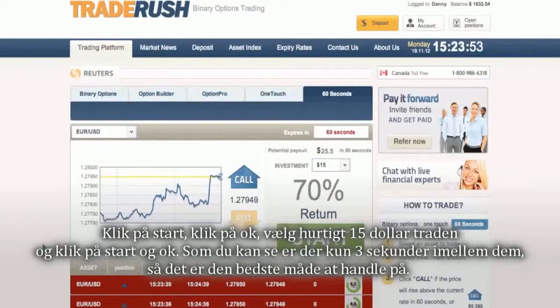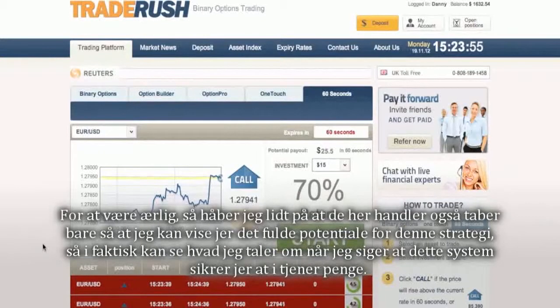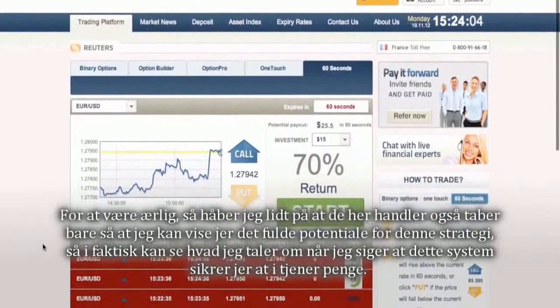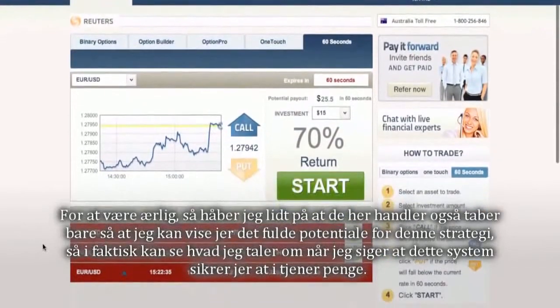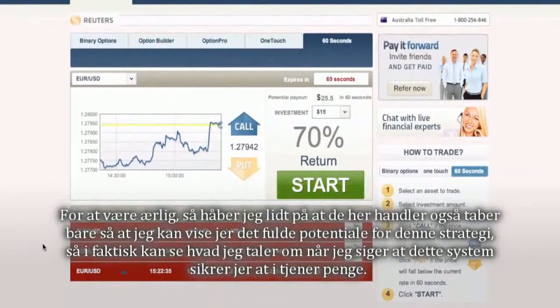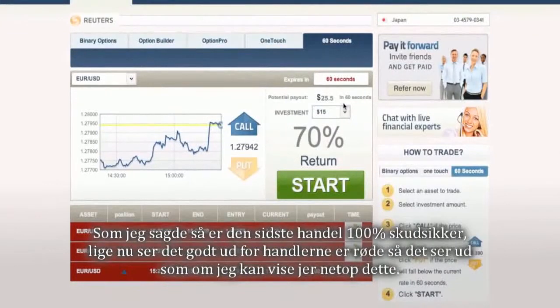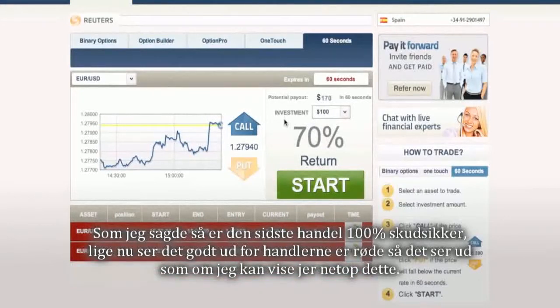But to be honest, right now I'm really hoping that these two trades lose as well, just so I can show you the full potential of the strategy, so that you can actually see what I'm talking about when I say that this system is guaranteed to earn you a return on your money. And like I said, it is 100% bulletproof, that last trade. And I'm really hoping I can show it to you. Right now, it's looking good. The trades are red, and it looks like I will be able to do just that.